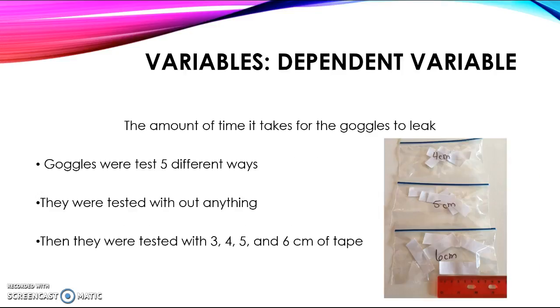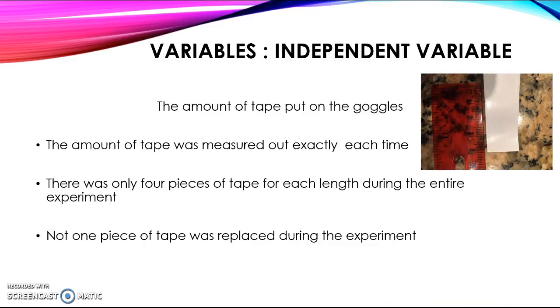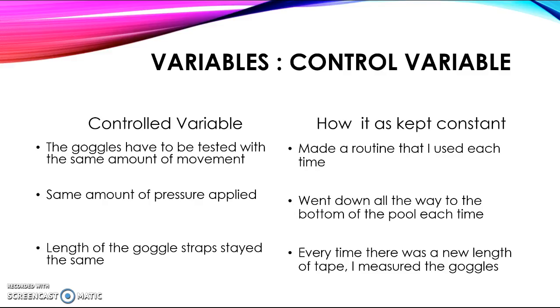Variables. Dependent variable. The amount of time it takes for the goggles to leak. I tested the goggles 5 different ways. Control and 4 different tape lengths. Independent variable. The amount of tape applied to the goggles. Exact measurements were made for 4 pieces of tape at each tape length. Control variable. Goggle straps were always the same length and were tested with the same amount of movement and pressure.